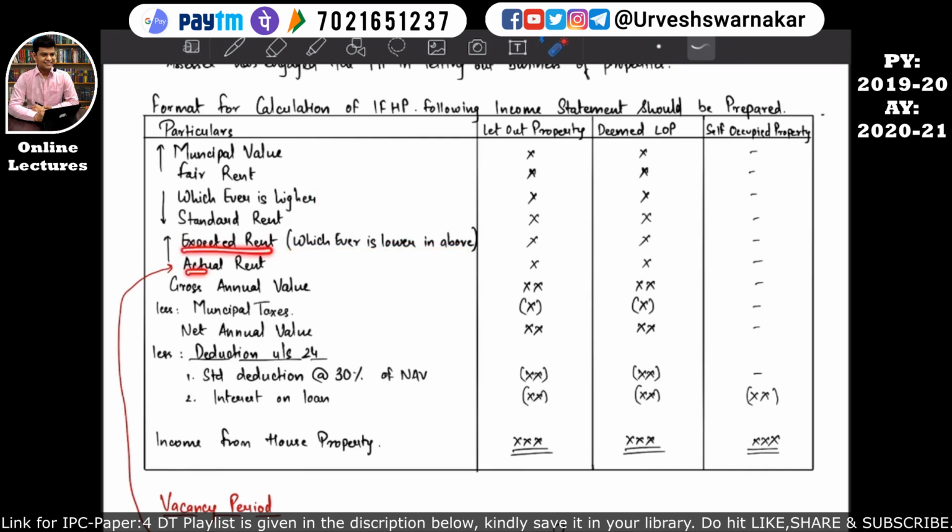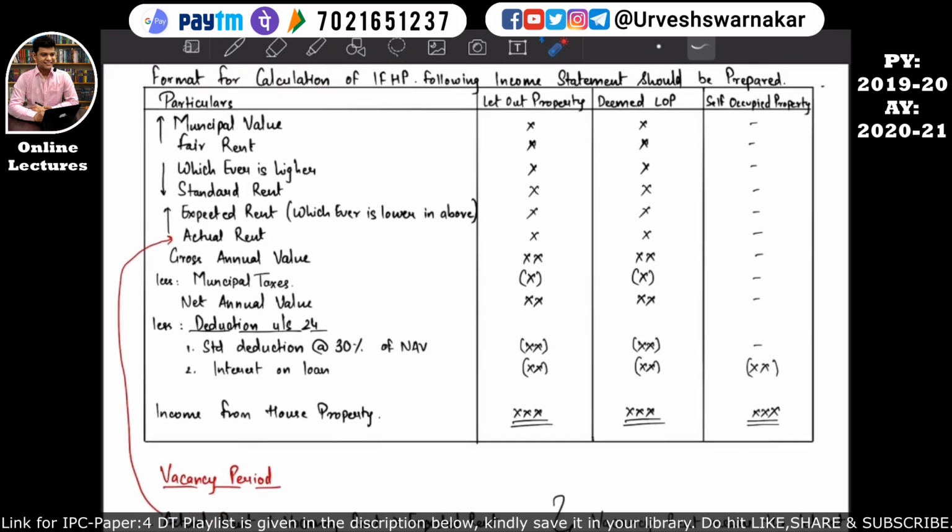Then the expected rent and the actual rent will be compared. Whichever is higher of these two will be considered as gross annual value. Okay, and from this gross annual value, municipal taxes will be reduced and we will find out our net annual value. Then we will reduce the deduction under section 24. So what is that deduction under section 24? We will understand it. So we have understood this column. We need to understand the let out property column, deemed let out property column, and self occupied property column.